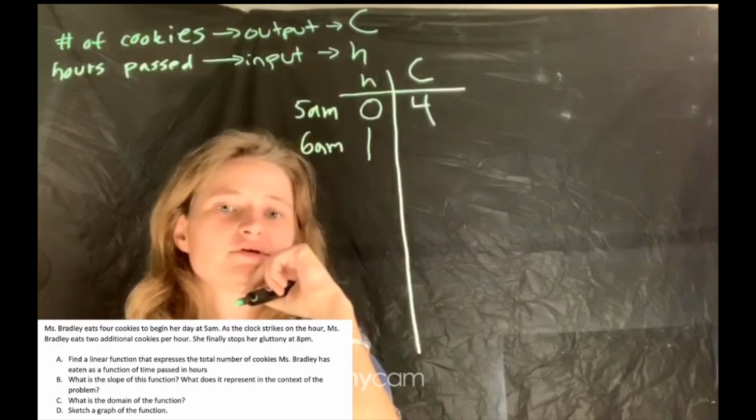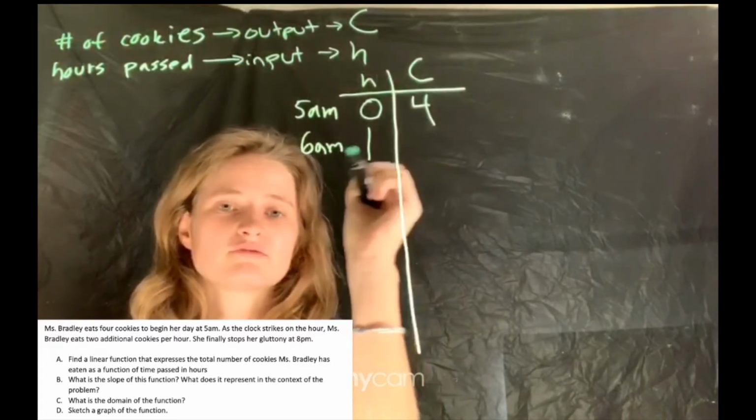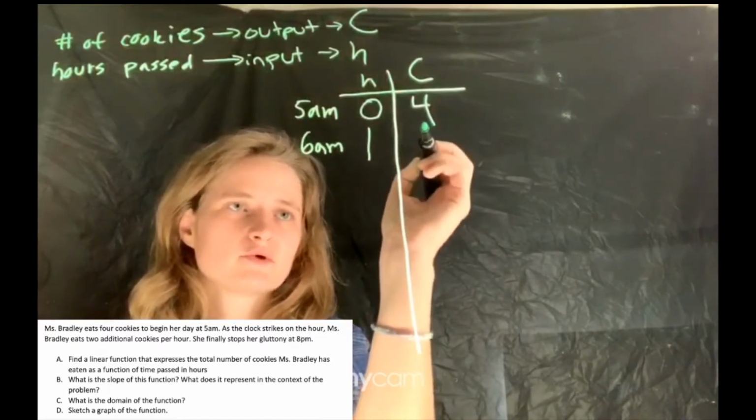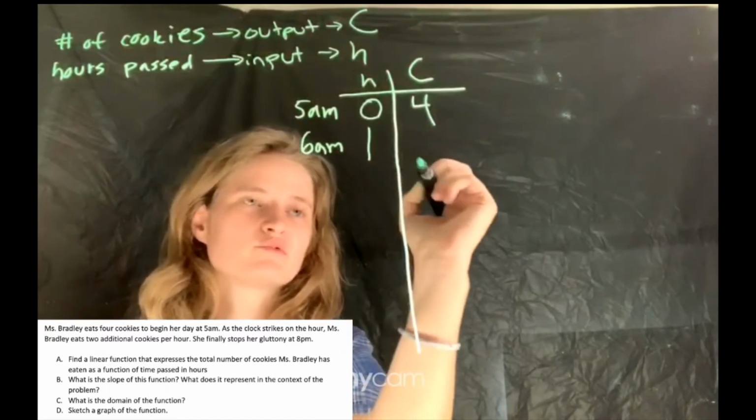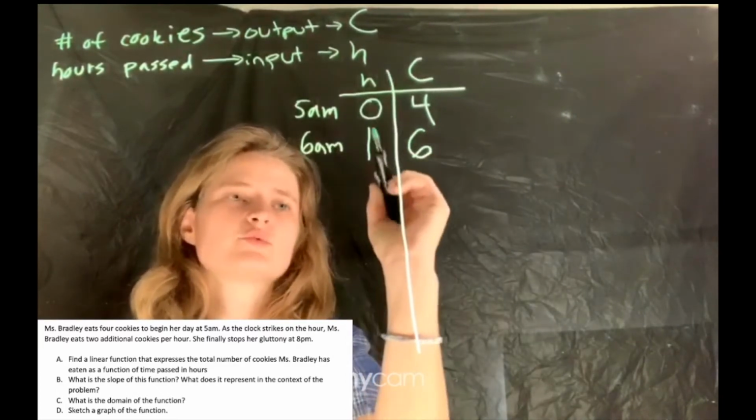And how many cookies have I eaten? Well, I ate the 4 cookies at 5 a.m., so that still counts because we're looking for the total number of cookies. 4, plus I ate 2 more at 6 a.m. We learned that in the problem. So I've eaten 6 cookies. Let's do one more point.